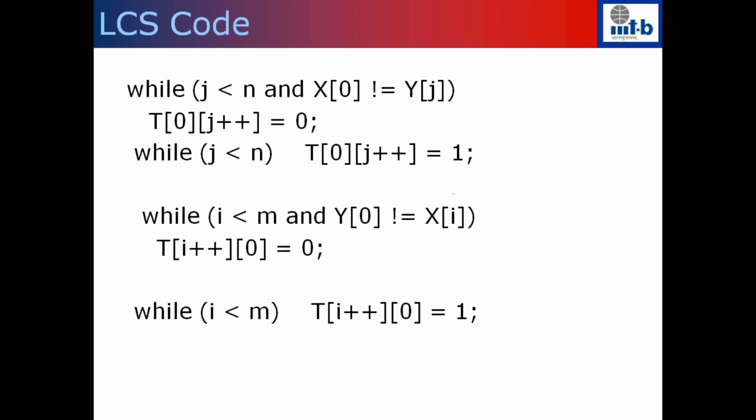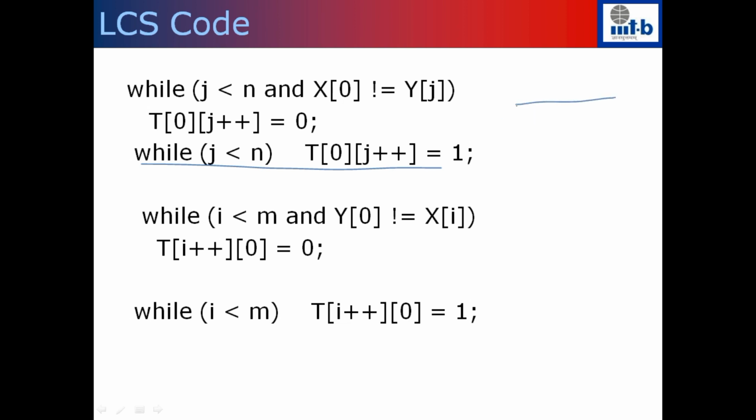First we will initialize. As long as x of 0 is not equal to y of j, t of 0 of j, j plus plus, will be set as 0. The first time when x of 0 is equal to y of j, you will set it as 1, and afterwards it will remain as 1, right? So this is the way you fill the first row.